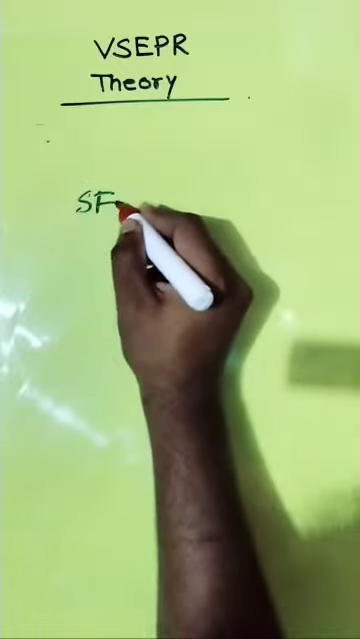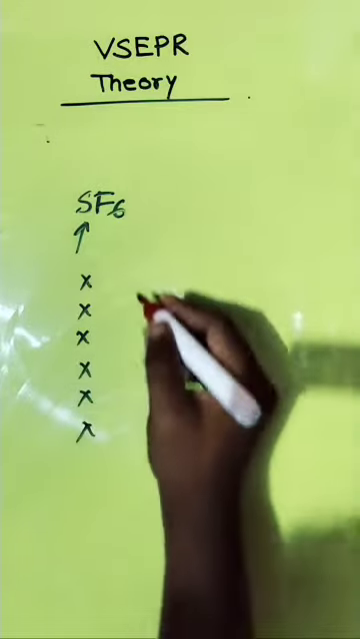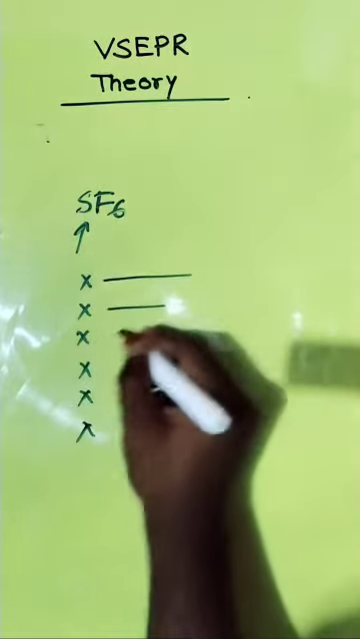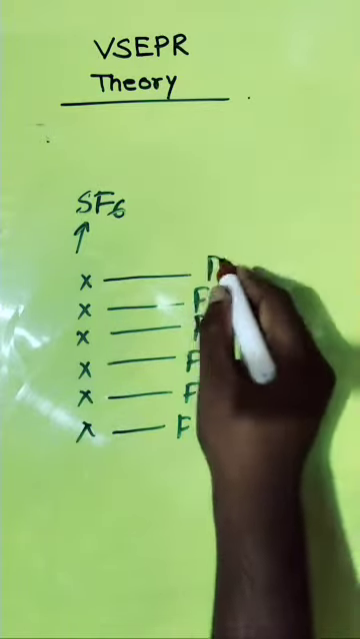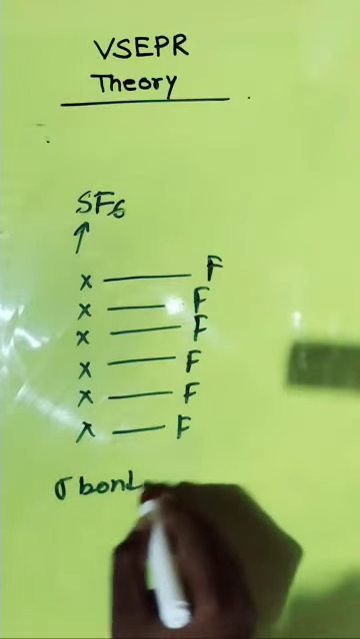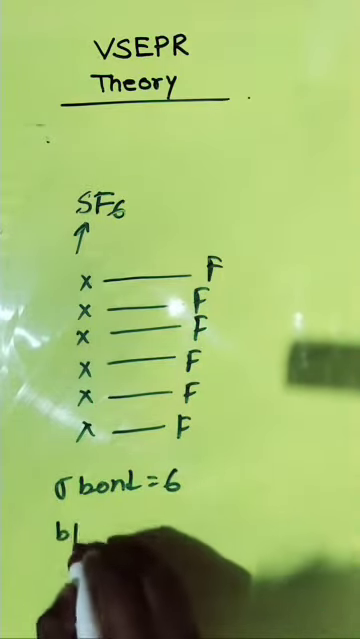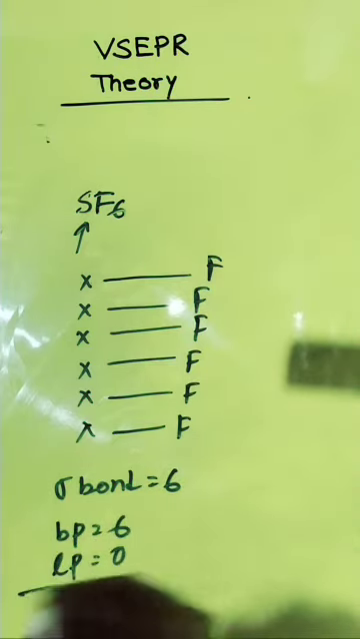Next one is SF6, that is sulfur hexafluoride, and here the central atom is sulfur. For sulfur there are 6 valence electrons, and these 6 valence electrons participate in sigma bonding with 6 fluorine atoms. So the total sigma bonds equal 6. Therefore the bond pair equals 6. No lone pair, that is lone pair equals 0.